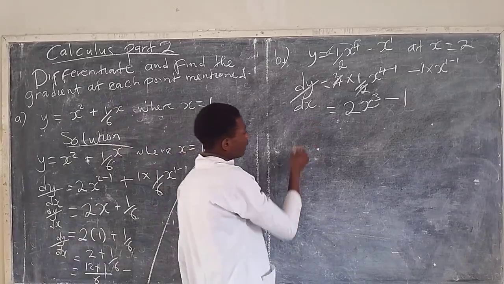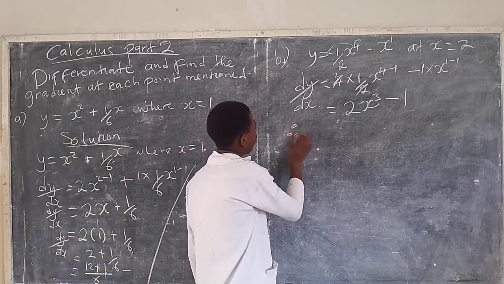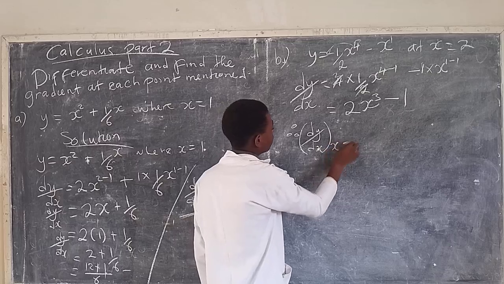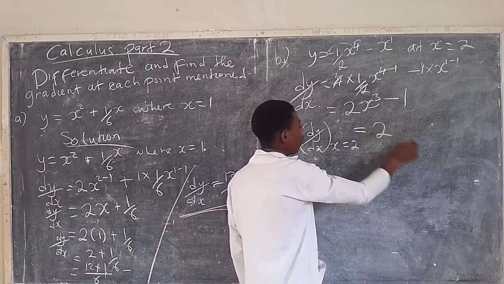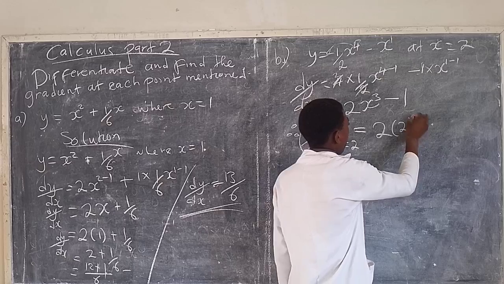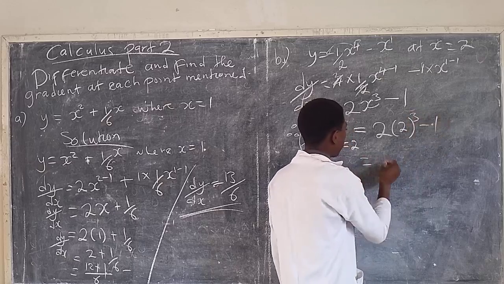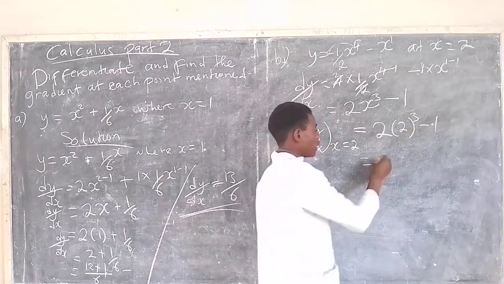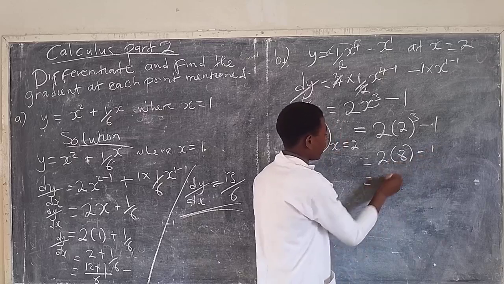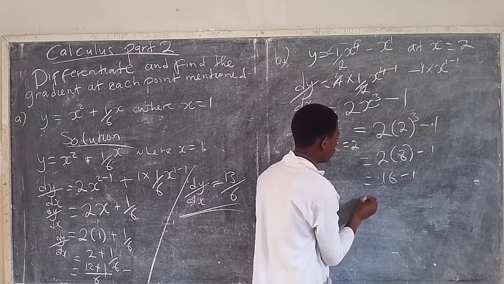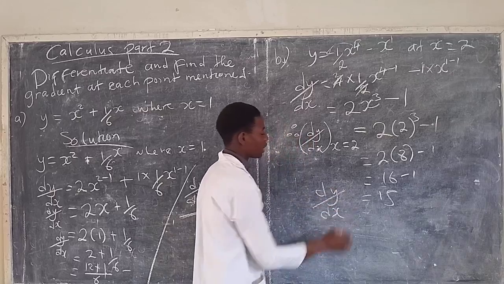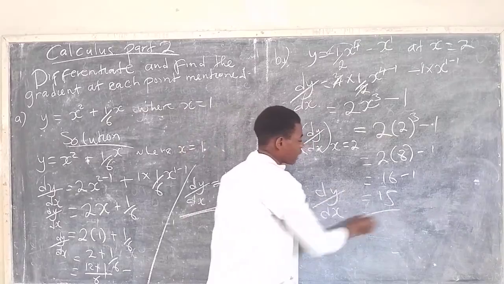If this is the gradient function, therefore dy dx at where x is equal to 2, we are going to substitute 2 for x. We have 2 cubed minus 1. Here 2 raised to the power 3 gives us 8. So we have 2 by 8 minus 1. 2 by 8 gives us 16, minus 1, which is equal to 15 as our dy over dx. So this is the gradient at that point.